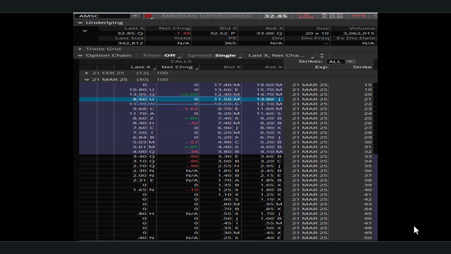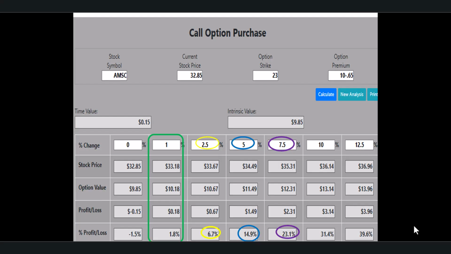The bid-ask spread for the 23 call is 970 to 1160. Sorry about that. Lost my place. We try to enter at the midpoint, so we'll use 1065 as the buy price. Our call option calculator shows that the 23 call works. If the AMSC stock price is up 1%, the 23 call will make a 1.8% or $18 profit. That's better than break even, so the 23 call is the one we'll buy.